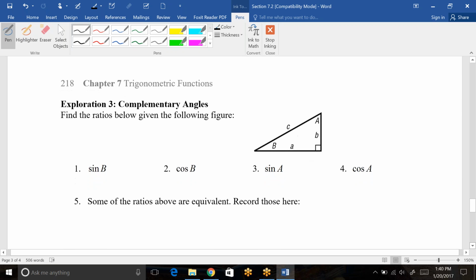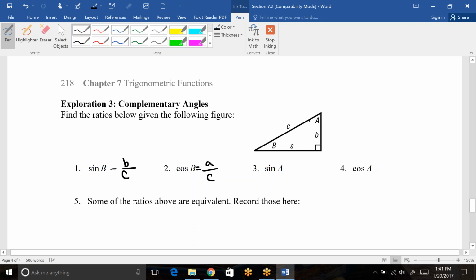Okay, our last set of notes or page for 7.2 is over complementary angles. So we're going to discover what is a complementary angle first. So it says find the ratios given below for the following figures. Sine of B. Big B is our angle here, so capital B. So that would be opposite, which opposite from that would be little b, over hypotenuse, which is C. Cosine of B would be adjacent over hypotenuse, so that would be little a over C.